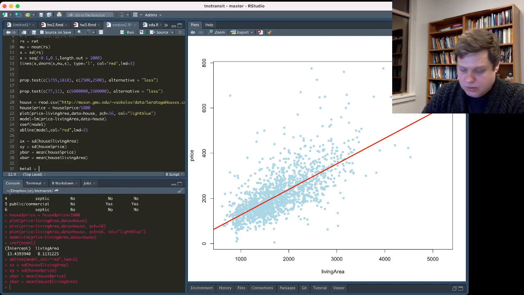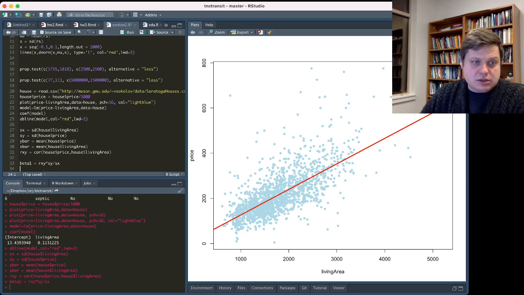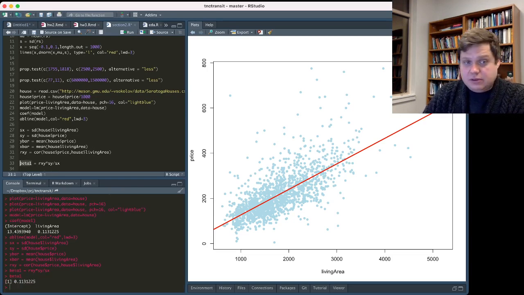We also need the correlation between x and y; the cor function will do that for us. So that's the correlation between the price and living area. Now we're ready to calculate our beta 1. That's the correlation between x and y times the standard deviation in y divided by the standard deviation in x. Let's look at the value of beta 1, 0.11. So it's exactly the same value as the function lm found for us.